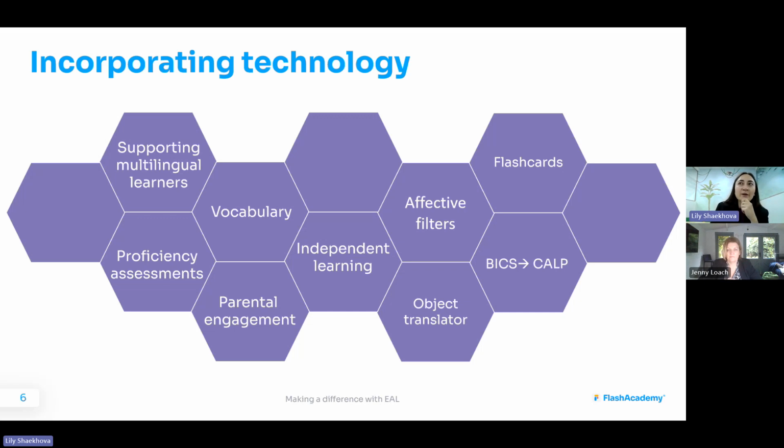We also love a tool that FlashAcademy offers. It's called Object Translator. So it's a really unique tool that supports this integration. This feature allows students to take photos of everyday objects and instantly learn the vocabulary around them. So, for example, they take a picture of a table and there's some objects, and you get an immediate translation. And it's a fun and visual way of making meaning and making language learning more practical.